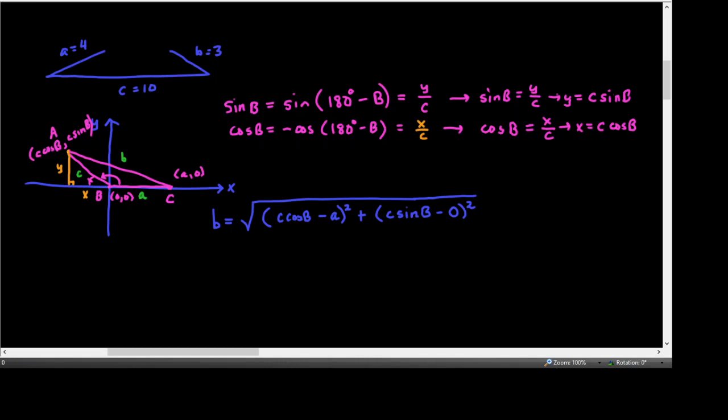All right, so let's simplify this. For one thing, I want to get rid of the radical, so I'm going to square both sides, giving me b squared on the left side and the radicand on the right side. That is the thing under the radical. It's called the radicand.